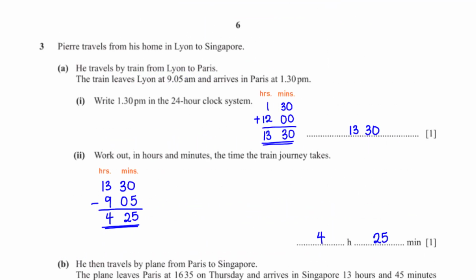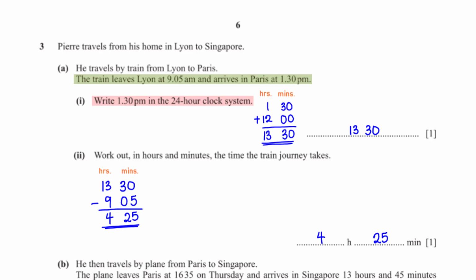Pierre travels from his home in Lyon to Singapore. He travels by train from Lyon to Paris. The train leaves Lyon at 9:05 a.m. and arrives in Paris at 1:30 p.m. Write 1:30 p.m. in the 24-hour clock system.